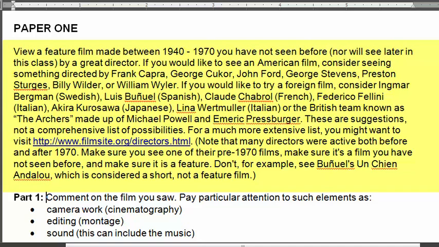These are just suggestions. For a much more extensive list, look at www.filmsite.org/directors. And you're being given a caution here. Many directors were active before and after 1970, so make sure you see one of their pre-1970, post-1940 films. Also, make sure that you're watching a feature film. The instructor points out that Buñuel's Un Chien Andalou is a short, not a feature film.